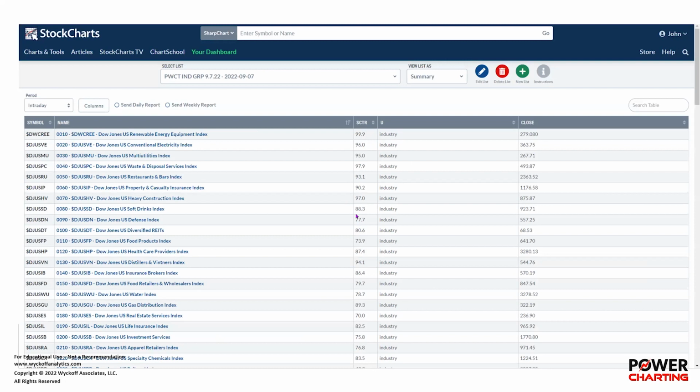We have 104 candidates, that's the number on the list, and they're ordered and numbered. So we see energy equipment, that's been a huge player. Look at the scooter on that. You can't get any higher than that. Conventional electricity, multi-utilities, waste and disposal, restaurant, bars, property casualty, heavy construction. There's a variety of themes operating near the top. Let's take a look at what these charts are telling us.